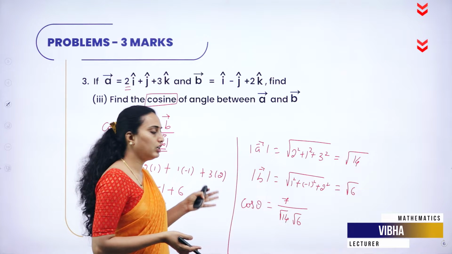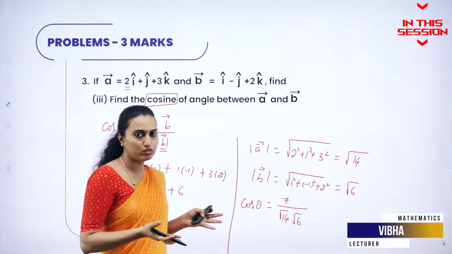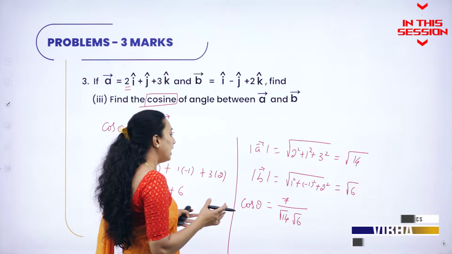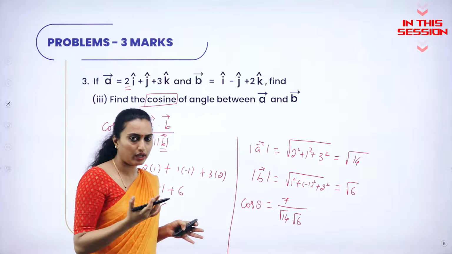That is root 14 into root 6, which is 14 into 6. You can multiply that one. Otherwise, you can keep it as it is. Okay.